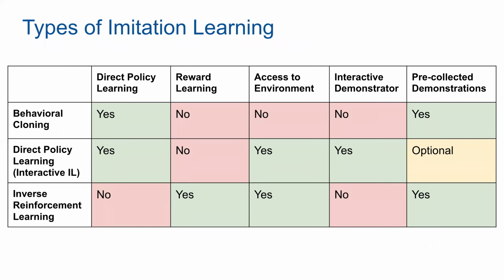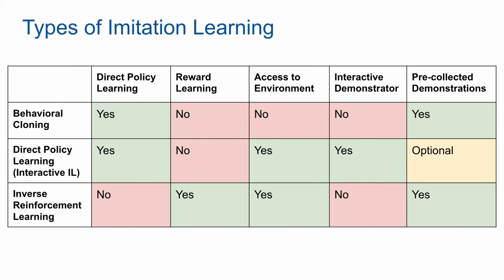The landscape of imitation learning can be broadly broken down into these three categories, although this is an oversimplification: behavioral cloning, interactive imitation learning via direct policy learning, and inverse reinforcement learning. They can be broken down by categories such as: are we directly learning a policy, or are we learning some notion of a Q function or a reward function? That's the first two columns. Do we have access to the environment?